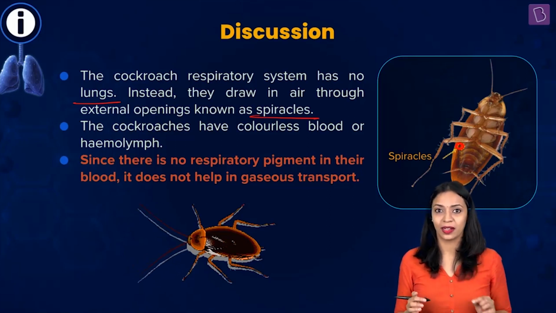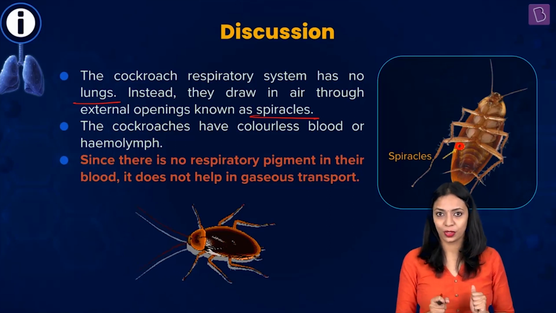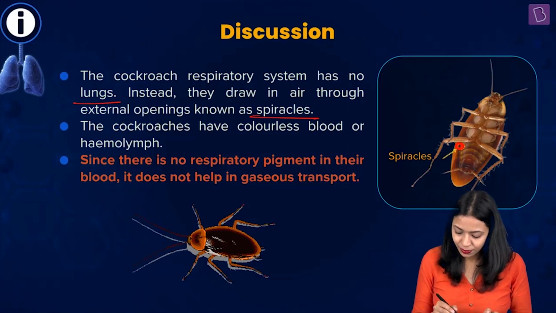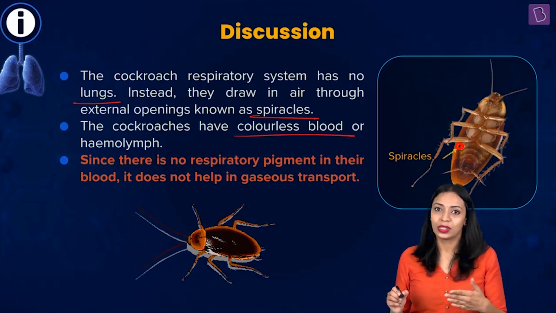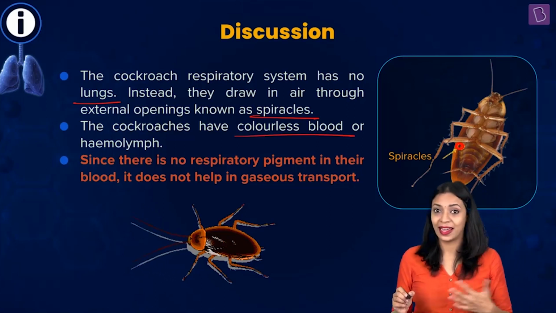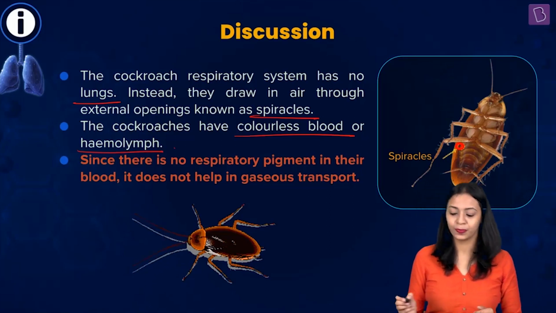This is known as a spiracle. Through the spiracles, cockroaches will draw in air from the atmosphere. And they have colorless blood. If you've ever killed a cockroach, you will know that the blood of a cockroach is not red like our blood. Okay, so it has a colorless blood, and that is known as hemolymph.